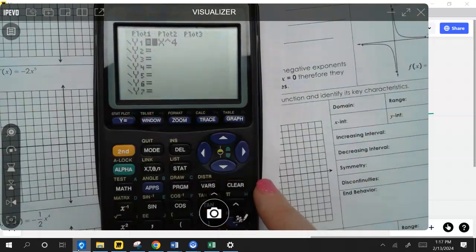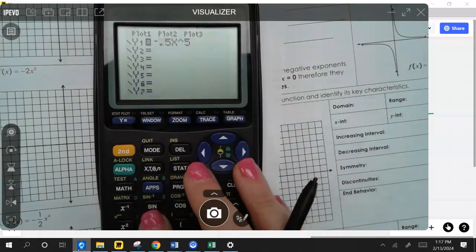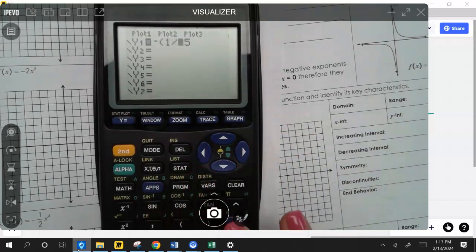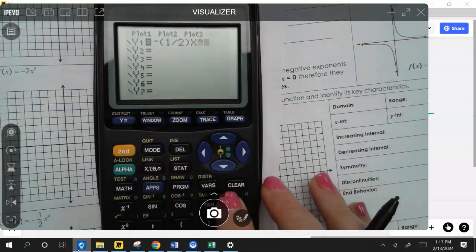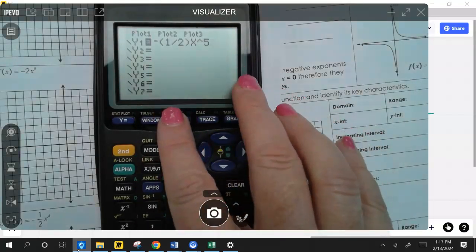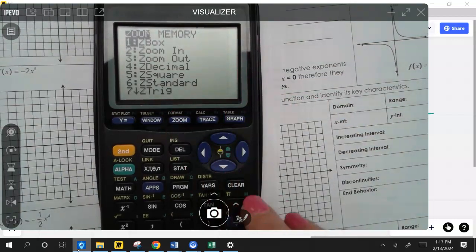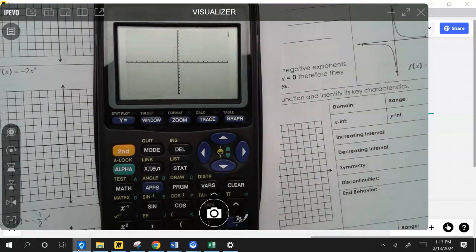All right, I'm going to go y equals negative 1/2 x to the, what did I say, 5. Remember, if you put a fraction in here, make sure you do it in parentheses. And hit zoom 6, that will give you a standard window. That's what your graph should look like. Notice it's looking like a cubic, right? Even though it's not. It's flattening out there on that axis.